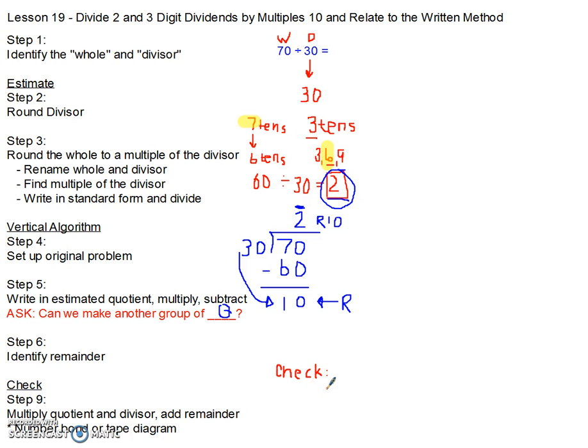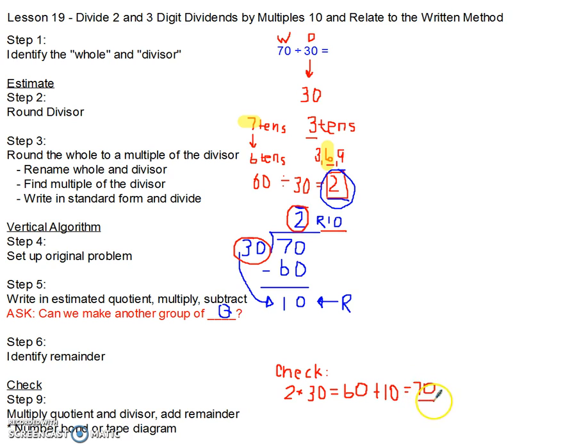For division, the way that we check our answer is we multiply our quotient, which is 2, by our divisor, which is 30. So we do 2 times 30, which equals 60. And then we want to add our remainder, which is 10. So we do 60 plus 10, which is 70. And then we check that against our original whole.